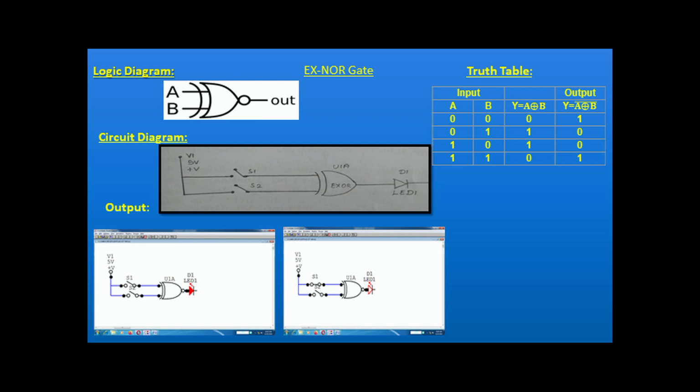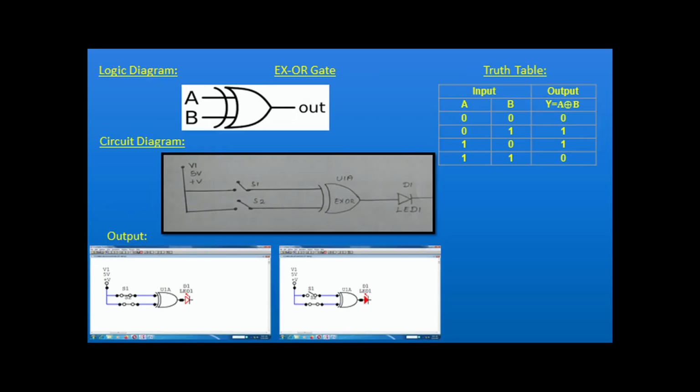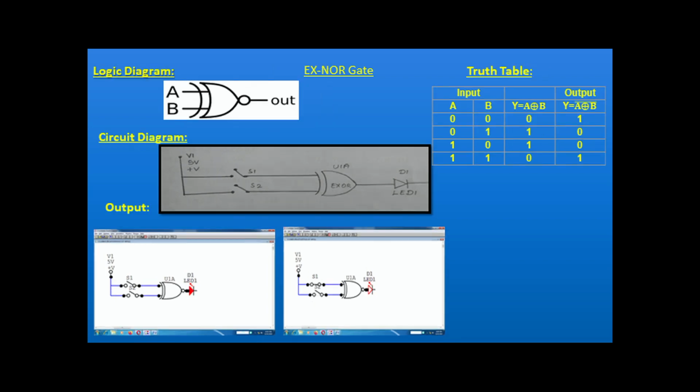For the XOR gate, I said if the inputs are different, it gives the output 1. But for the XNOR gate, if the inputs are the same, maybe 0 0 or 1 1, it gives the output. So for 0 0, it gives the output 1. 1 1 gives the output 1.